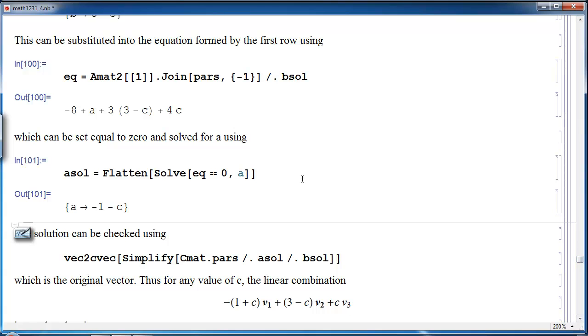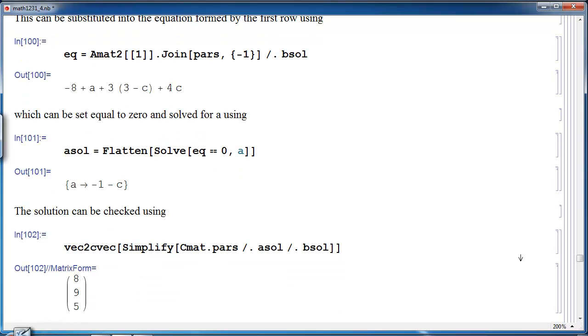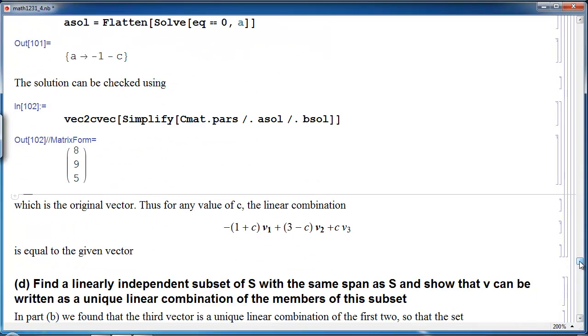And then we can check that we've got the right answer, because we can regenerate the equations by multiplying the coefficient matrix by the parameters and inserting our solutions for A and B, and that is indeed the vector we were asked to find the linear combination of. So in other words, for any value of C, this linear combination here is equal to the given vector. So that's all possibilities.